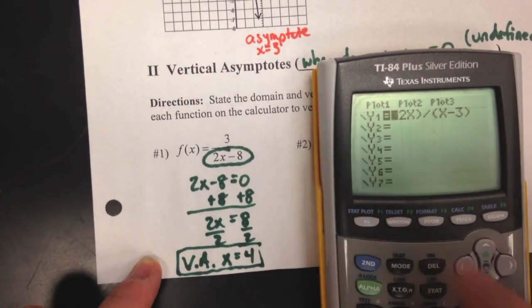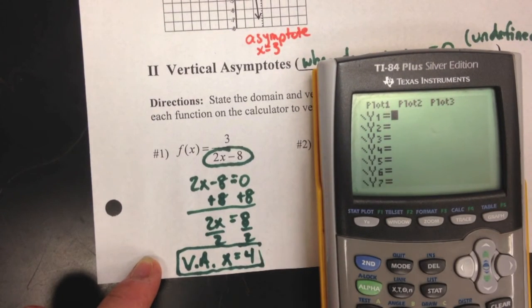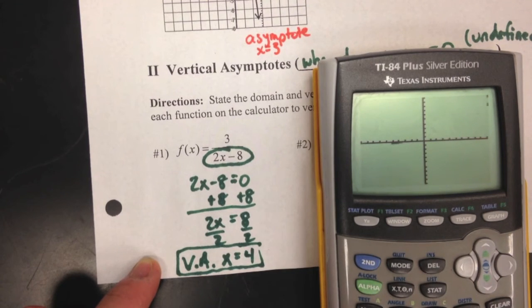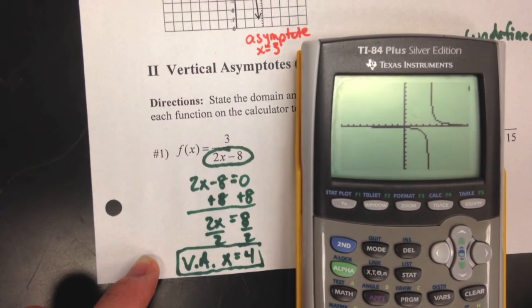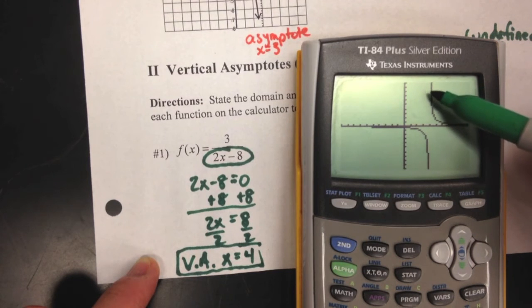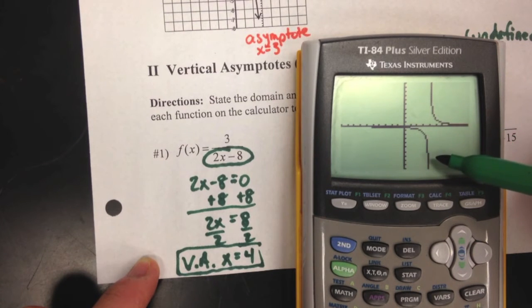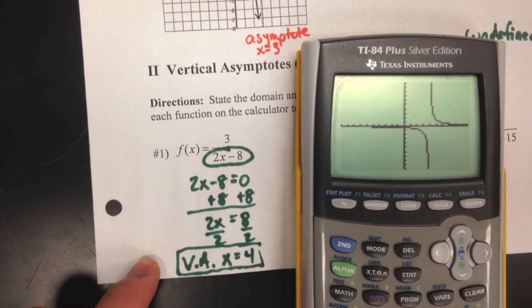Just to show you, y equals 3 divided by parentheses 2x minus 8. All right, there it is. Now you can see it looks like there's kind of a vertical line, 1, 2, 3. There's x equals 4. So again, they don't draw it for you on the calculator, but it exists. So we never actually get to x is equal to 4.